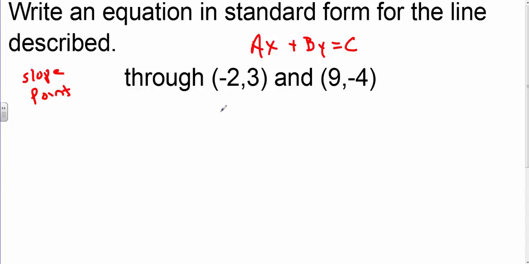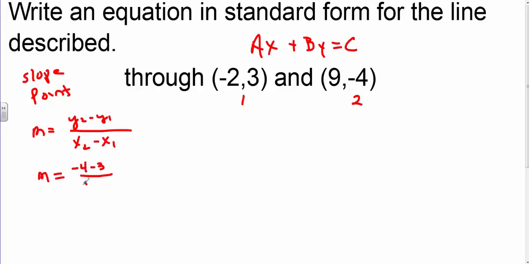Okay, so let's choose point-slope form. So what we have to do first is find the slope. So we go point 1 and point 2. Remember, it's slope equals y2 minus y1 over x2 minus x1. So that gives us our slope is equal to negative 4 minus 3 over 9 minus negative 2, which gives us negative 7 over 11. So our slope is negative 7 over 11.